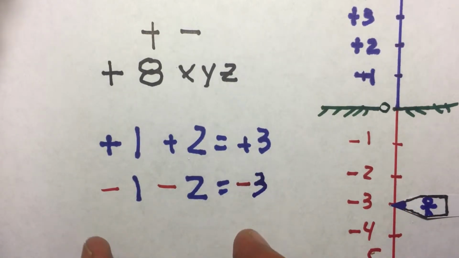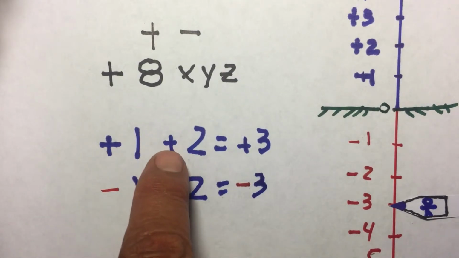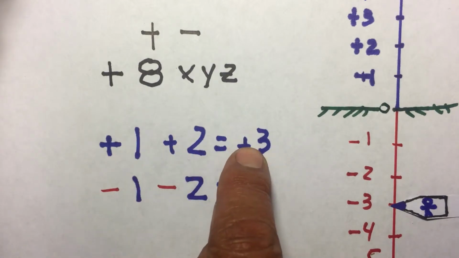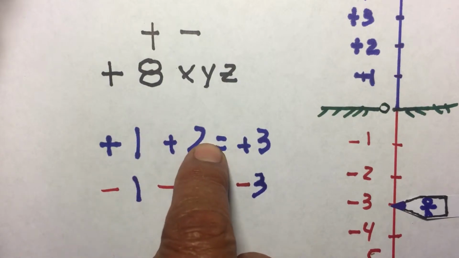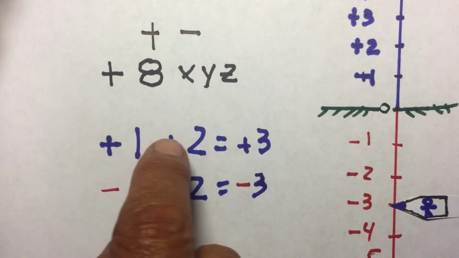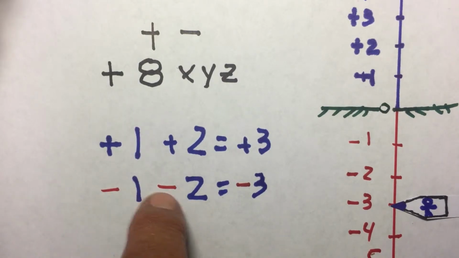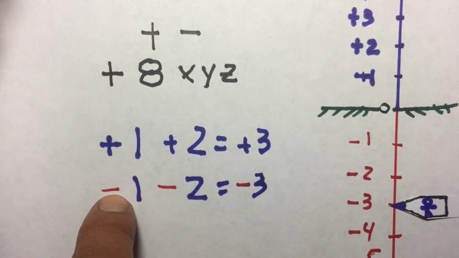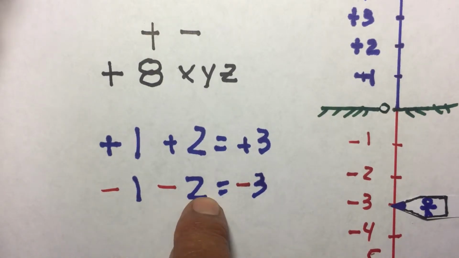So from these two examples, we can come up with a rule that when we are adding numbers with the same sign, we put the common sign. In this case, plus and plus are common to 1 and 2. So the common sign is plus, and then we add the numbers, 2 plus 1, 3. When we are doing this operation, the common sign to these two numbers is minus. So we put the common sign minus, and we add the numbers.